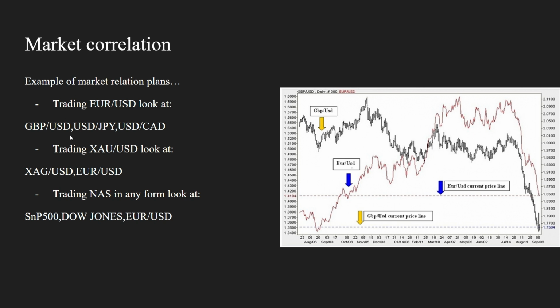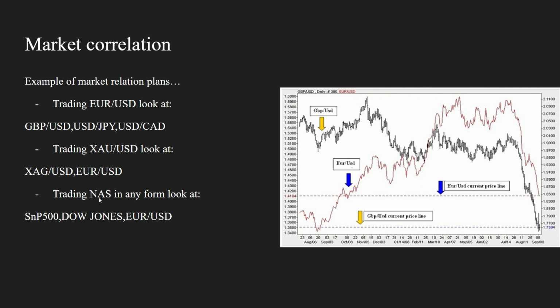You should also look at USD JPY, compare it to Euro USD if you're trading Euro USD. This also goes for GBP USD. So if you're trading GBP USD, you should look at all of these four, plus the DXY, of course. And if you're trading a commodity like gold, you should look at silver and also Euro USD and the DXY. This goes if you're trading silver as well. Look at all of these.